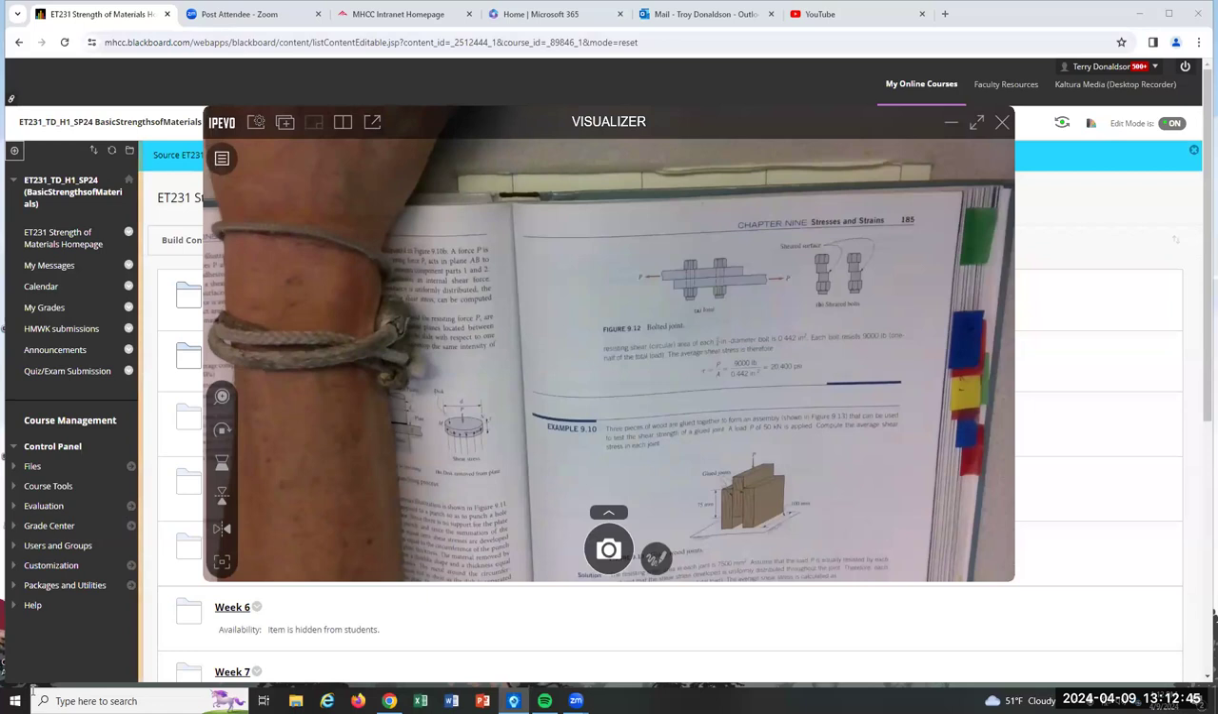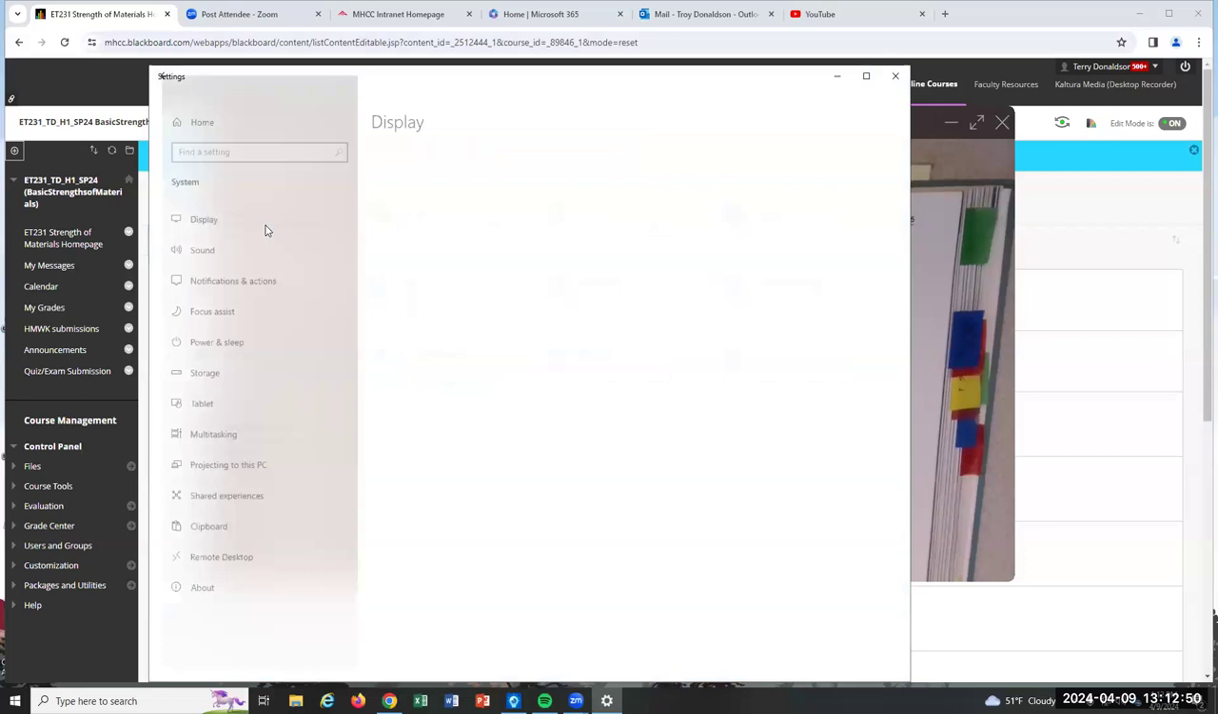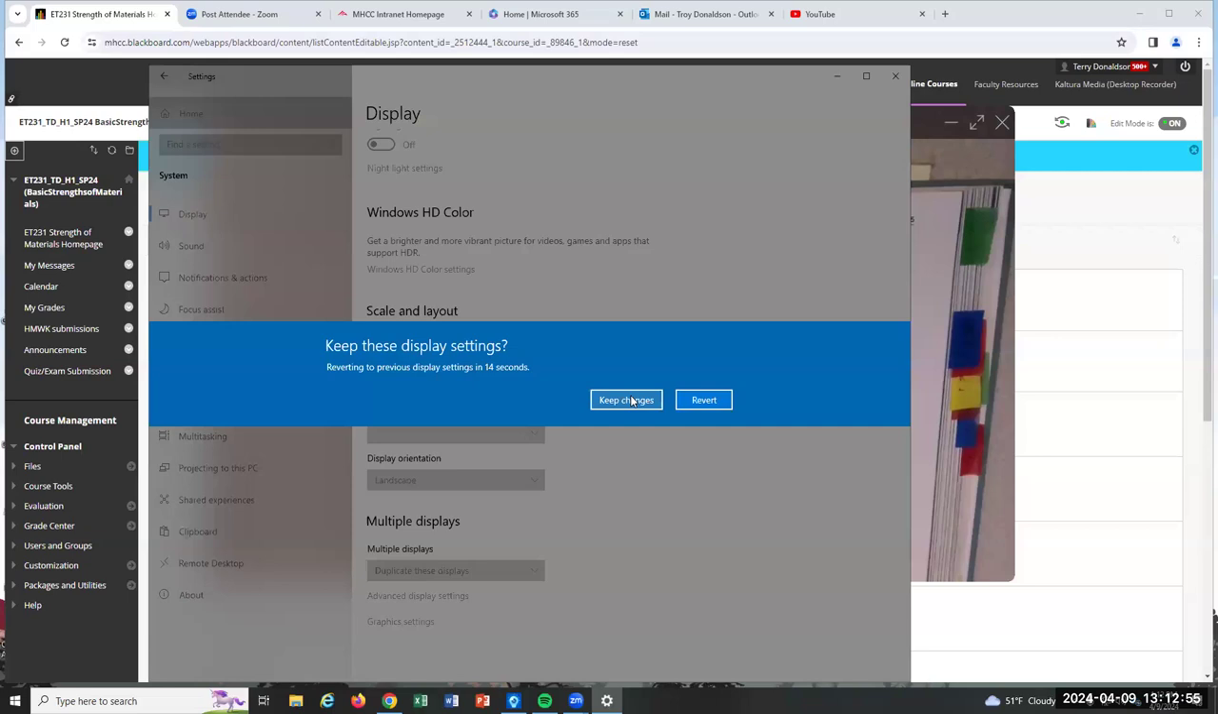It's the details, right? Tell me you can see it now. Yeah, that one.